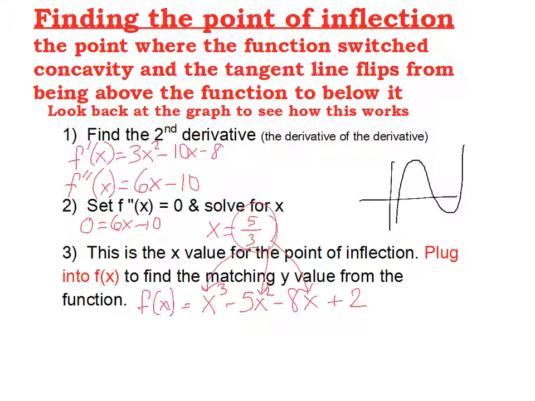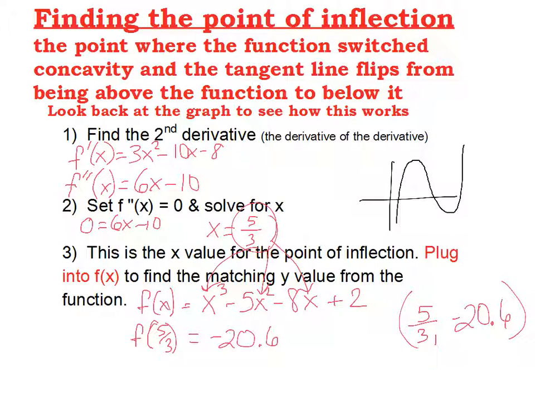All right. So what I'm doing here is finding f of 5/3. And I got negative 20.6. I'll just go with that. So the ordered pair where that occurs is at 5/3, negative 20.6. That's called the point of inflection.